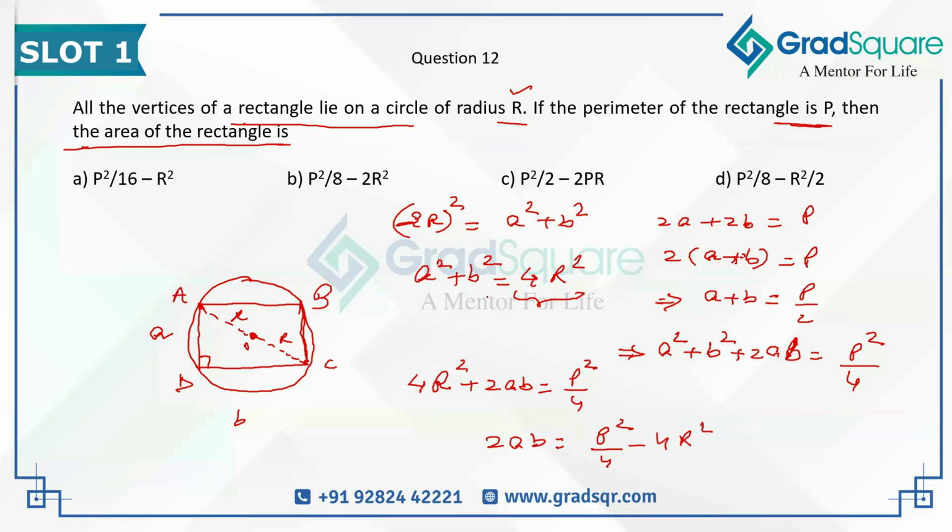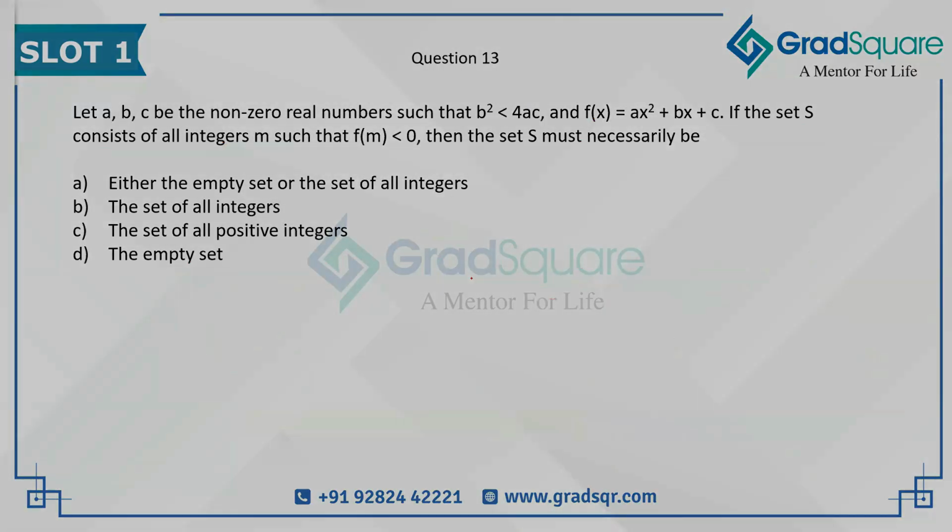Correct? And what do we want? We want the value of AB, that is the area of the rectangle, correct? So AB would then turn out to be equal to what? P square by 8 minus 2R square. So P square by 8 minus 2R square should turn out to be my answer, which is option B. Let's look at this.